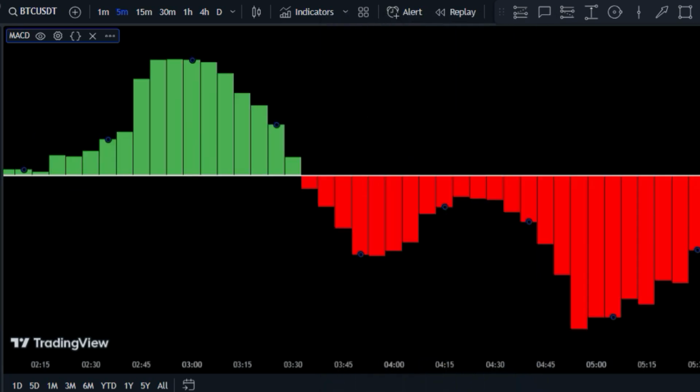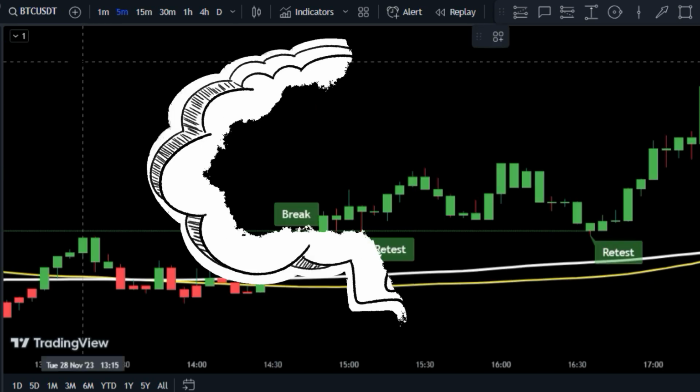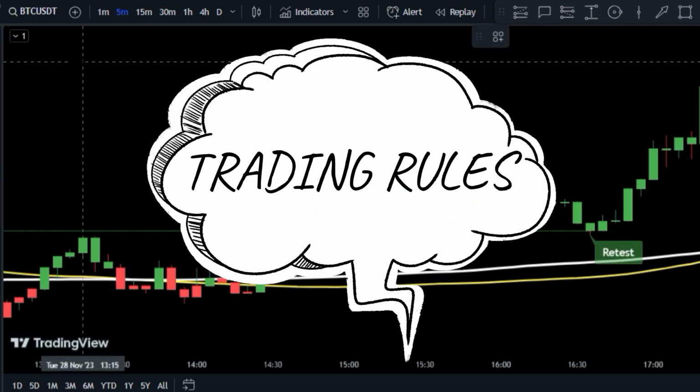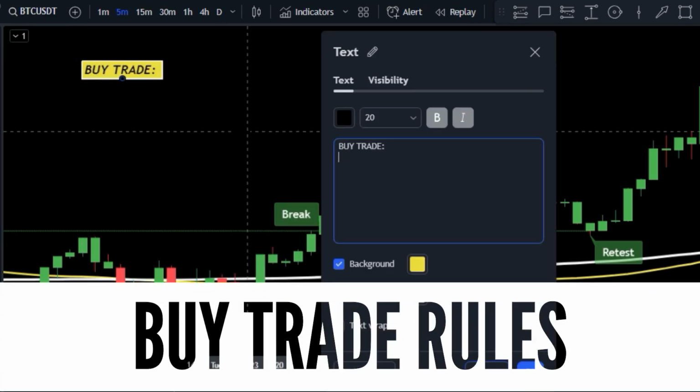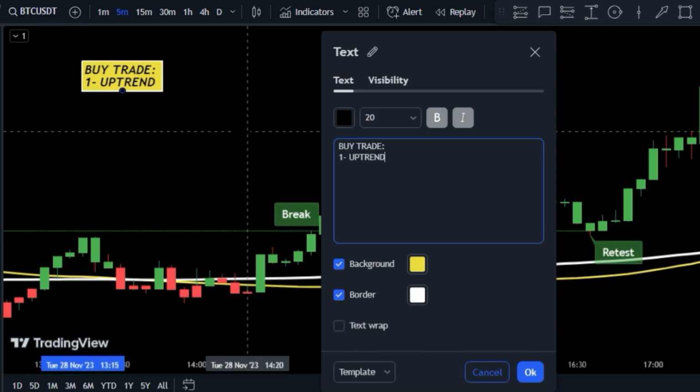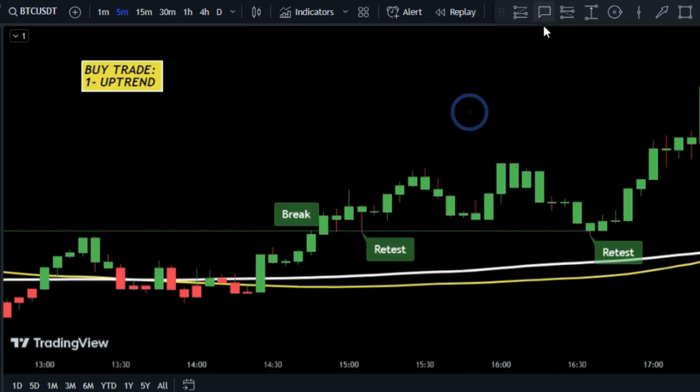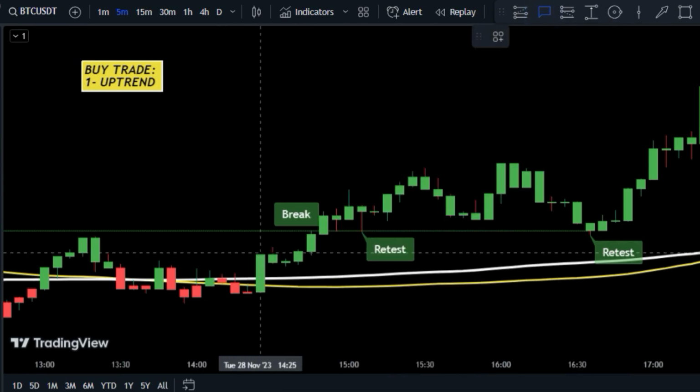It's important to note that the color of the histogram can give you an indication of the market trend. If the histogram is green, it means the upward trend is strong. And if it's red, it means the downward trend is strong. So, to enter a trade, there are 3 main conditions that need to be met. For a buy signal, the first condition is that the market trend should be upward. This ensures that we're trading in the direction of the overall market trend.